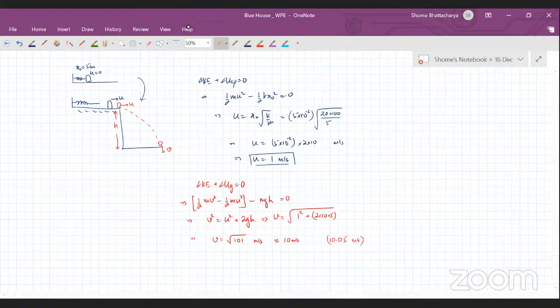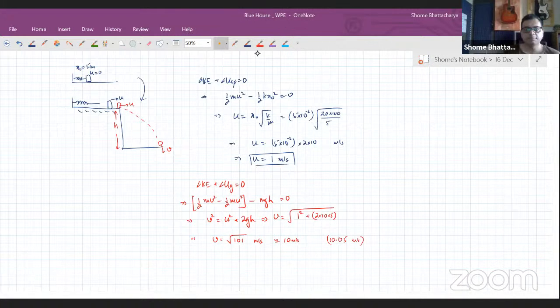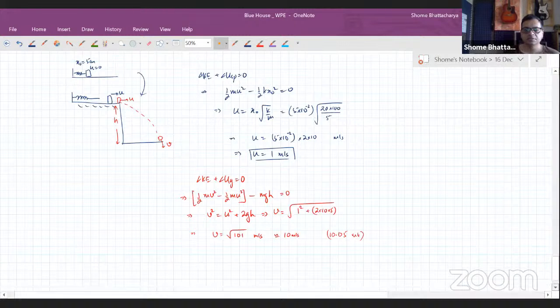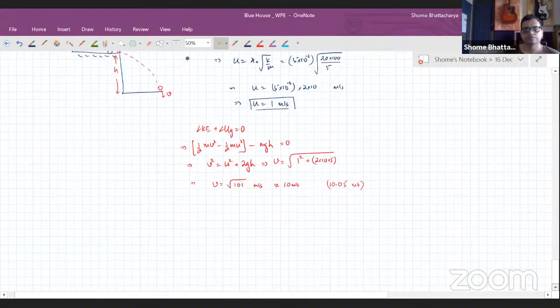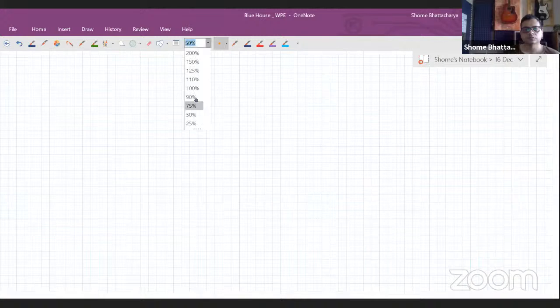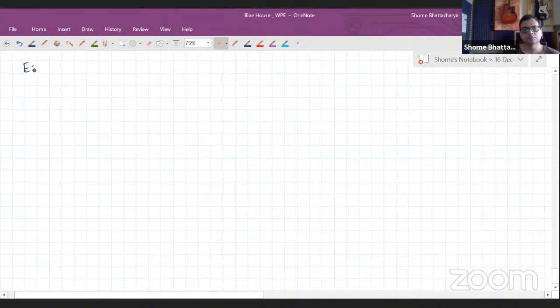So as you can see, this type of question is very simple application of work energy theorem. The conservation of mechanical energy is happening. Let's look at another example of a spring mass system. Now this time we have a vertical situation like this.